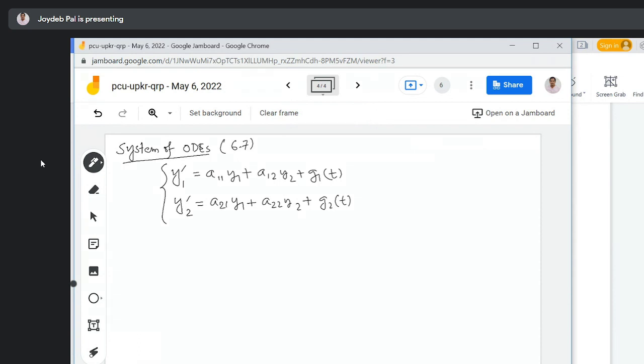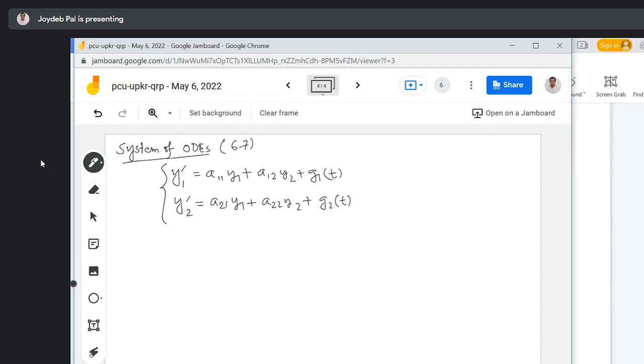So we are going to solve this type of system of ODEs. So how to solve it? There are actually several processes to solve this system of ODEs. In the matrix method, we can solve it by reducing it to a second order ODE. We can solve it that way, but here we will solve the system of ODEs by using Laplace transform only. Okay.